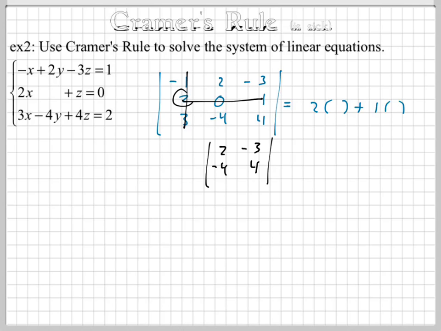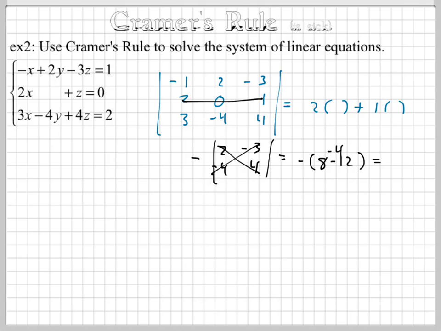Yes. For this one right here? Yes. The sign is going to change. Okay, so let's put a negative right there in front for now. And we'll go negative, and then let's do our business. 2 times 4 is 8, and then -3 times -4 is +12. So I have -12. 8 minus 12 is going to be -4.